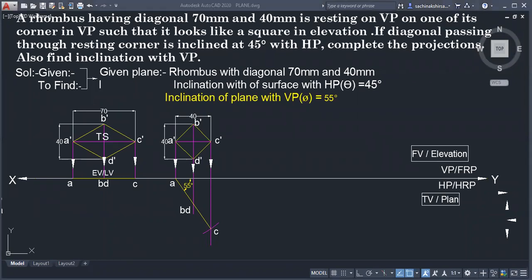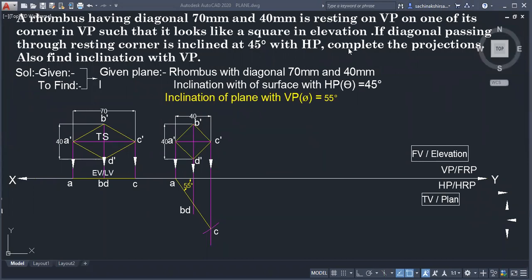Anisha, 39. Have you got? 54. Okay. 1 degree we can understand. Is it correct? No issue. Any other? Sorali, 43. 55, sir. Okay. Very good. Vishraj Patel, 56. You will not give response.